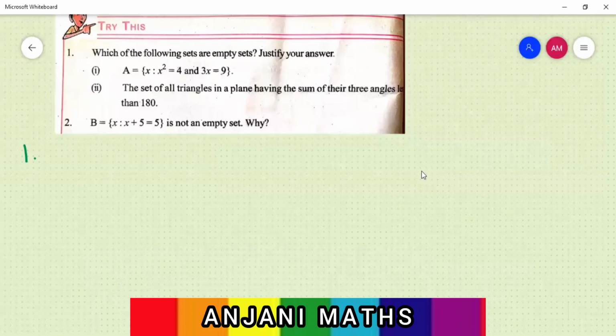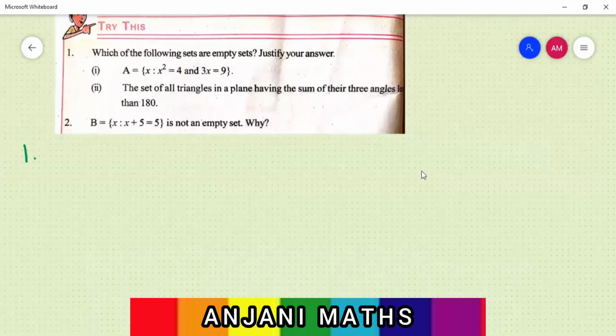Which of the following sets are empty sets? Justify your answer. We should not simply write it's an empty set, it's a finite set like that. We have to give our reason why it is an empty set. So let us see that.